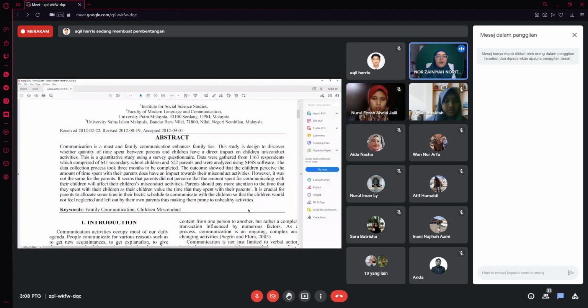Diagnostic in the sense of we want to see this is the problem. We have misconduct activities. That's what you call the diagnose. And then you're trying to see whether time spent between parents and children has anything to do with that. Has that anything to do with their misconduct? Am I explaining this well? Do you understand how this is diagnostic?